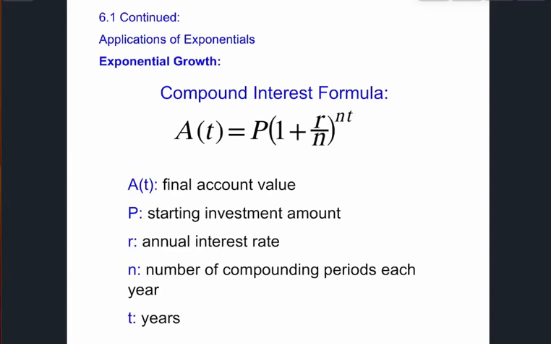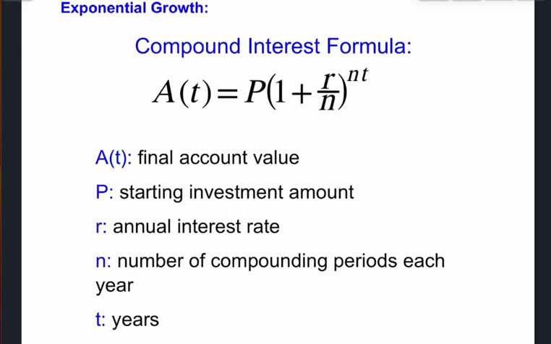Yesterday, the first examples we looked at for 6.1 were more biology, population. And what's interesting is the two most common applications of exponential functions are biology and business. So today we're going to look at some business applications, and then we'll look at one other scientific application.